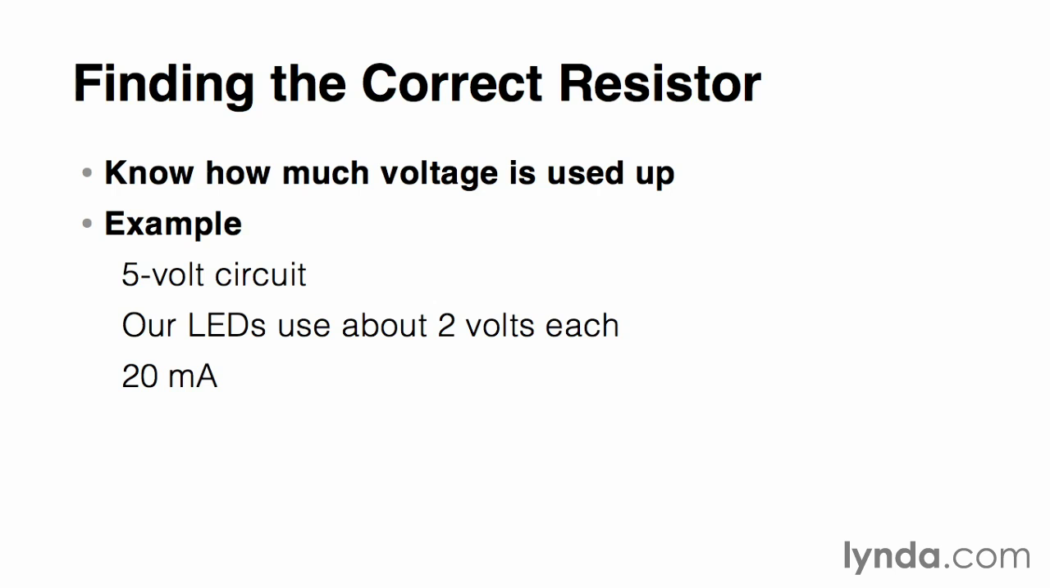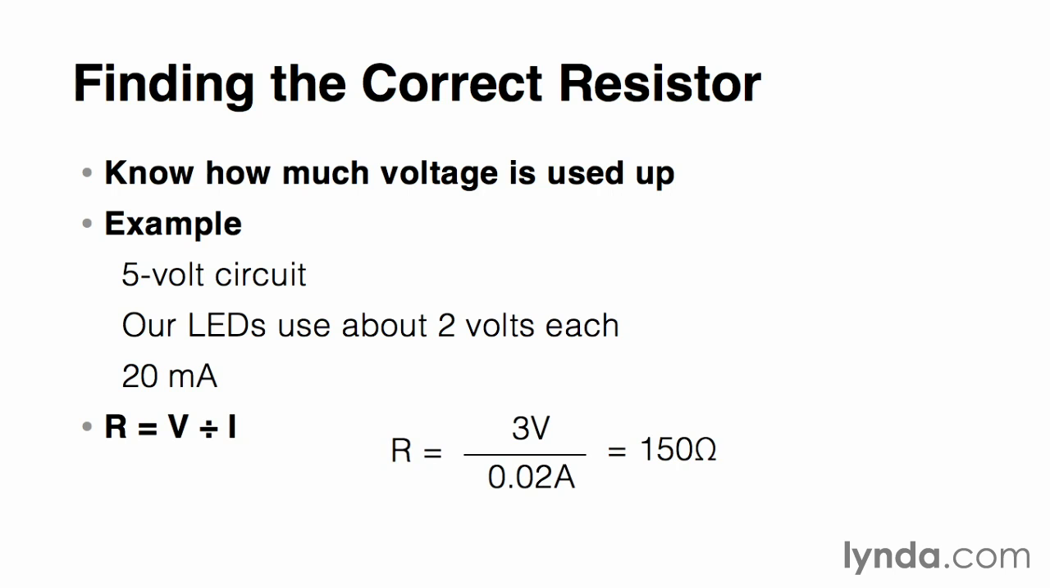We can rearrange Ohm's law to find the resistor value by using R equals V divided by I. In our example, V is equal to 3 volts, since it loses 2 volts from the LED, and I is equal to 20 milliamps. So R is equal to 3V divided by 0.02A, which is equal to 150 ohms.